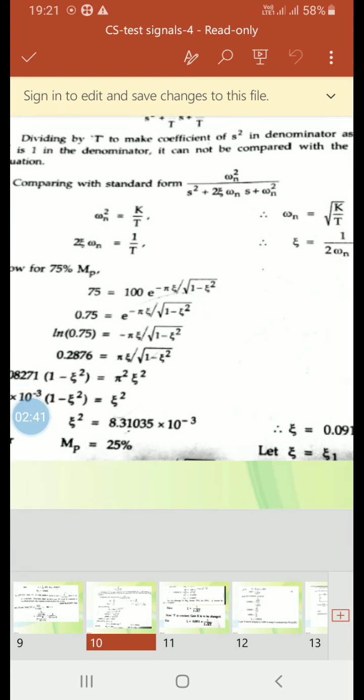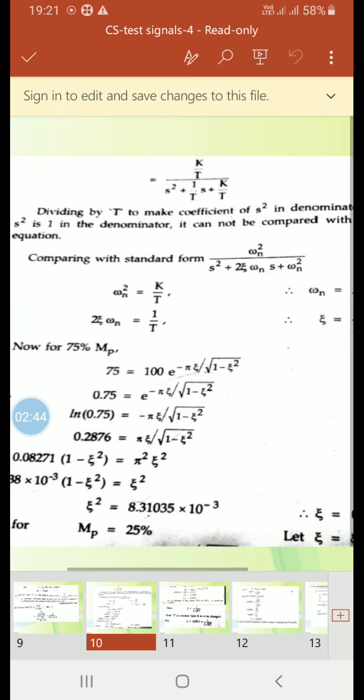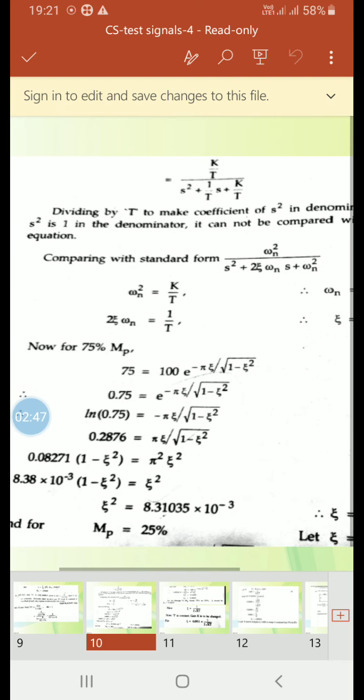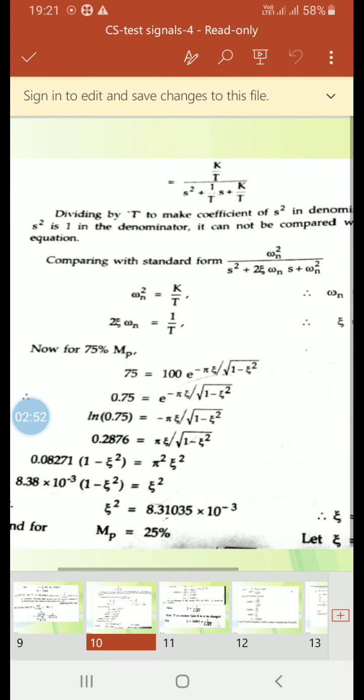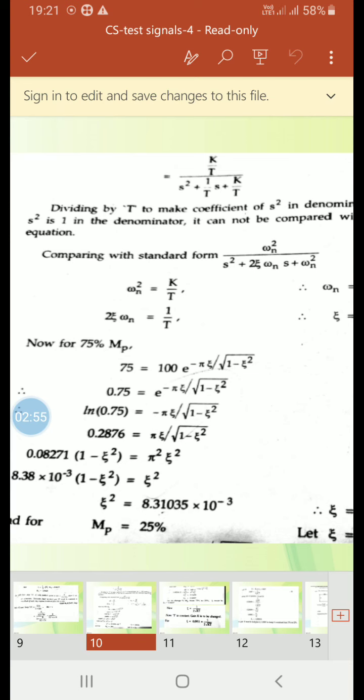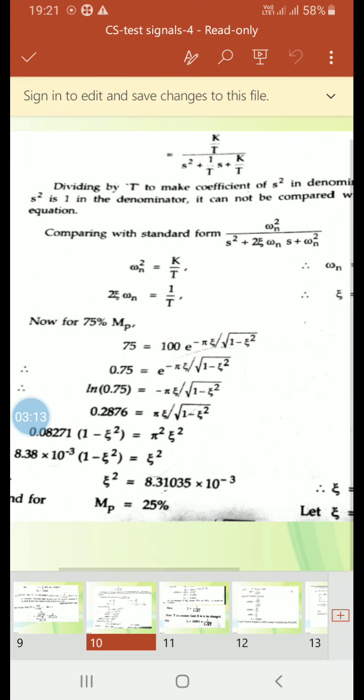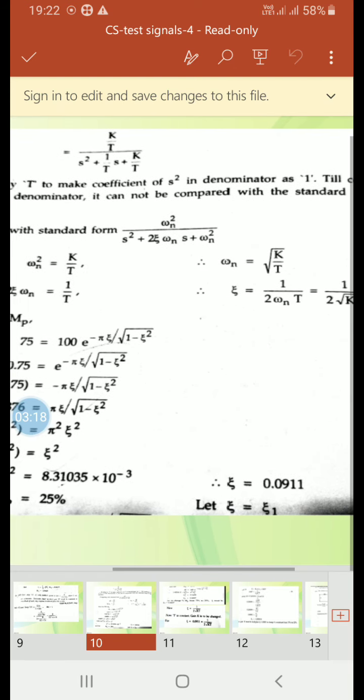So what comes, when it is divided: K by T divided by s square plus 1 by T s plus K by T. So we have got the denominator term s square. We wanted that because we have to compare it with the standard form. What is the standard form? Omega n square by s square plus 2 damping factor omega n s plus omega n square. So we have to bring it to the form of s square. Then omega n square is K by T.